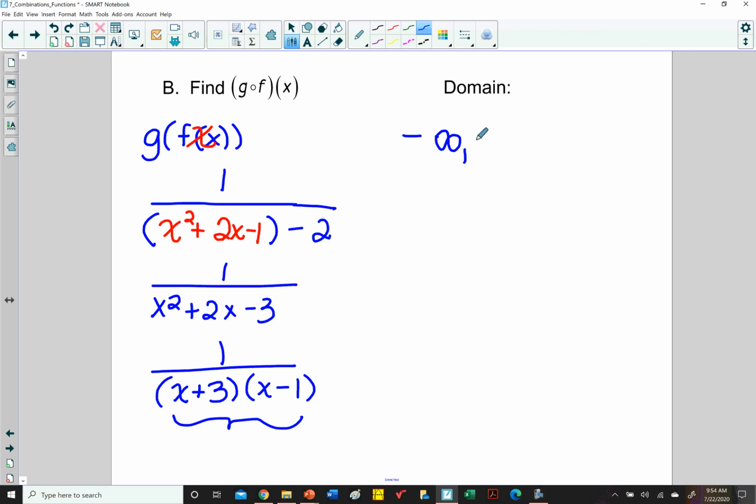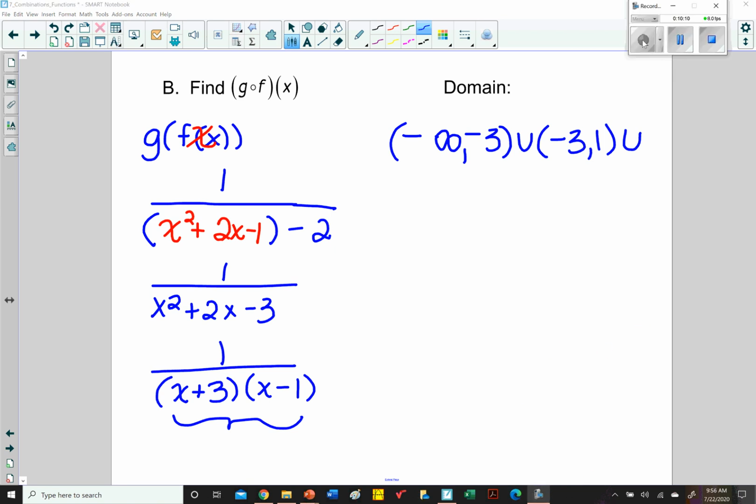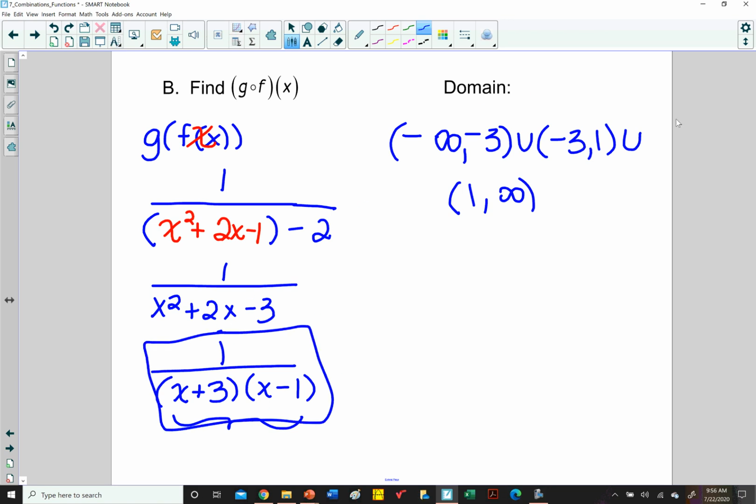So we got negative infinity to -3, -3 to +1, and +1 to infinity. Out of space here. Okay, so here's our composition, g of f of x, and our domain has two values that aren't allowed.